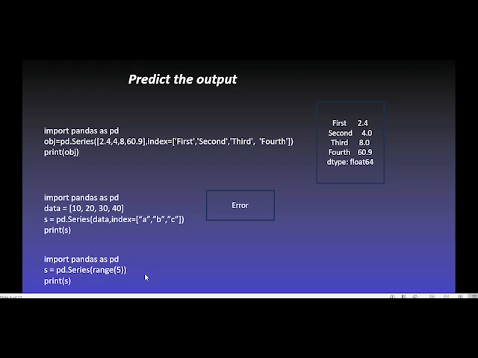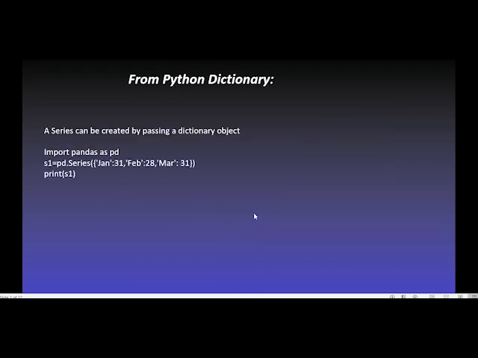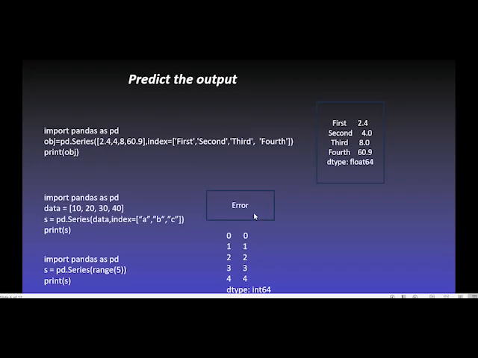Now what will be the output of this? See, 0, 1, 2, 3, 4, range of 5. In the generated list, we will have the elements 0, 1, 2, 3, 4. So in our series also we have these values 0, 1, 2, 3, 4, and here we didn't explicitly pass the index label. So by default the integer index, you can see 0, 1, 2, 3, 4, will be the output. So this is how we create a series object by passing a list.